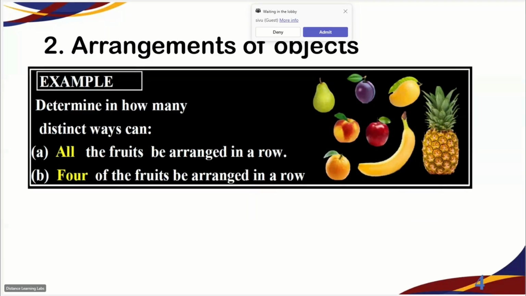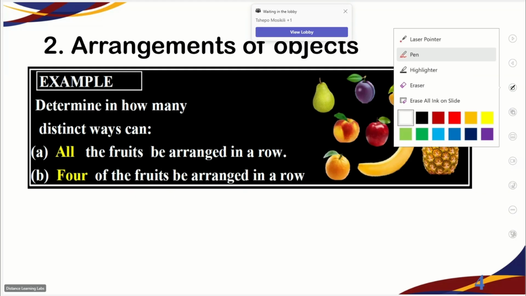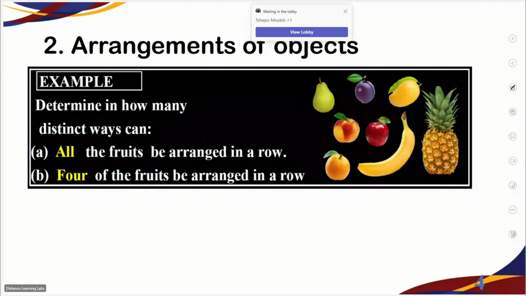Now, when it comes to the arrangement of objects, the number of objects that we have would give us the number of spaces that you are going to create, because it becomes much easier if one creates the spaces for the objects that are given. For example, here we have fruits, and those fruits are 8. Therefore, for the first one, letter A, example 1, we are going to have 8 spaces: 1, 2, 3, 4, 5, 6, 7, 8.